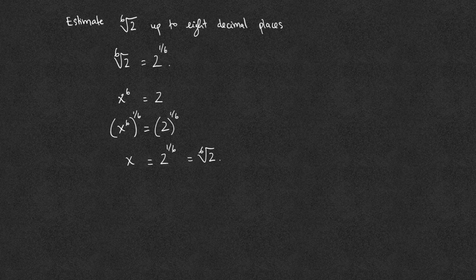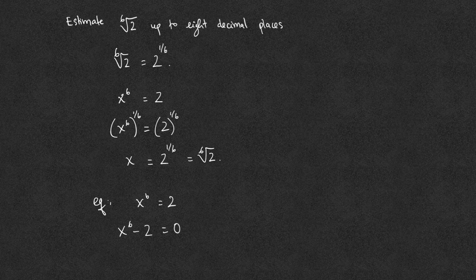We will use calculus, specifically Newton's method, to approximate this exact number, the sixth root of 2, which is an irrational number, up to 8 decimal places. And to do that, we zero out the equation. The equation that we have in this case is x to the 6 equals 2. To zero it out is to move everything to the left-hand side and set it equal to 0.